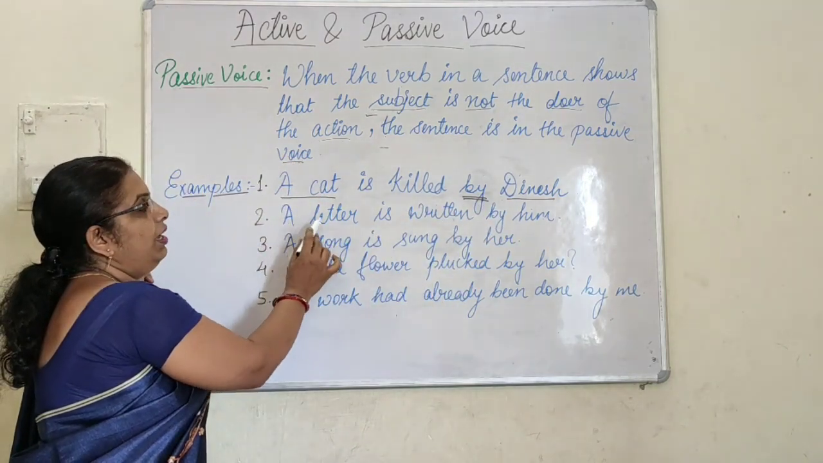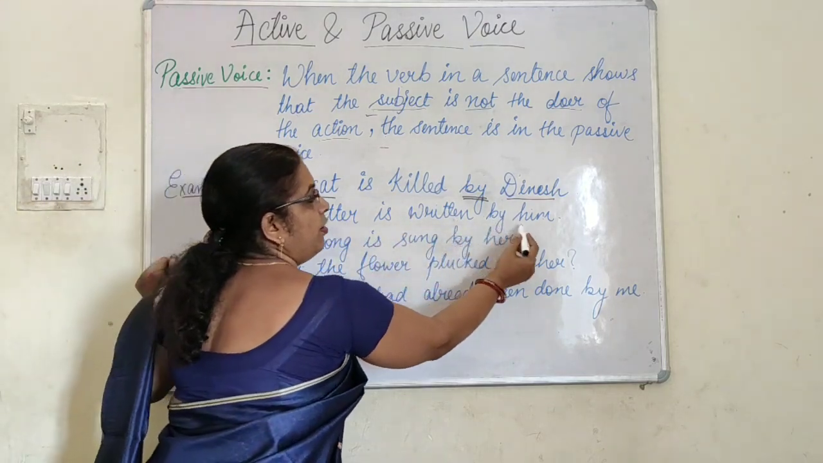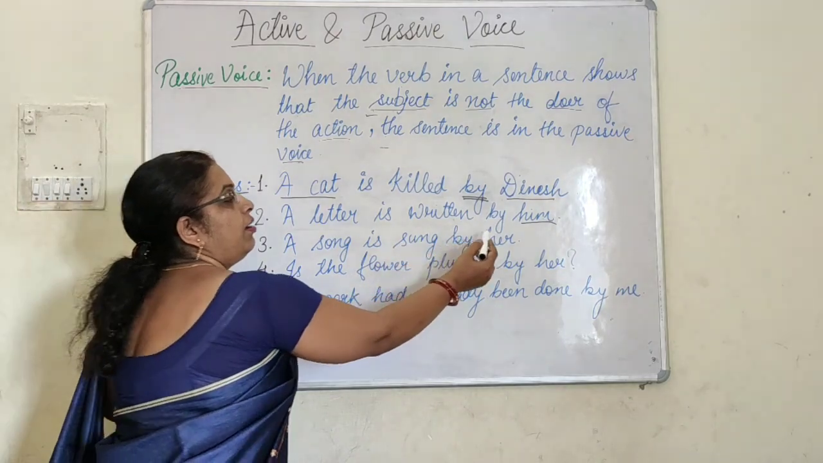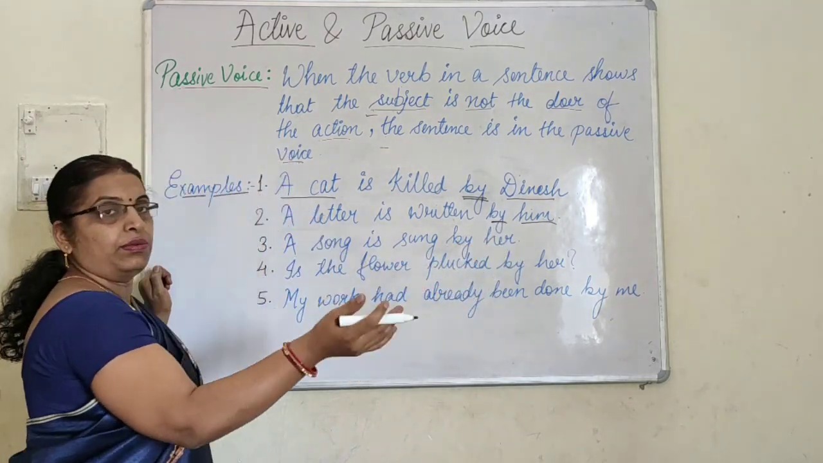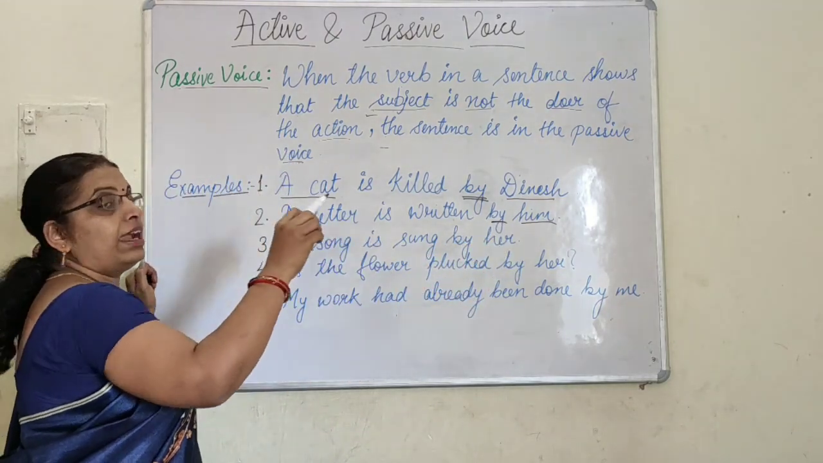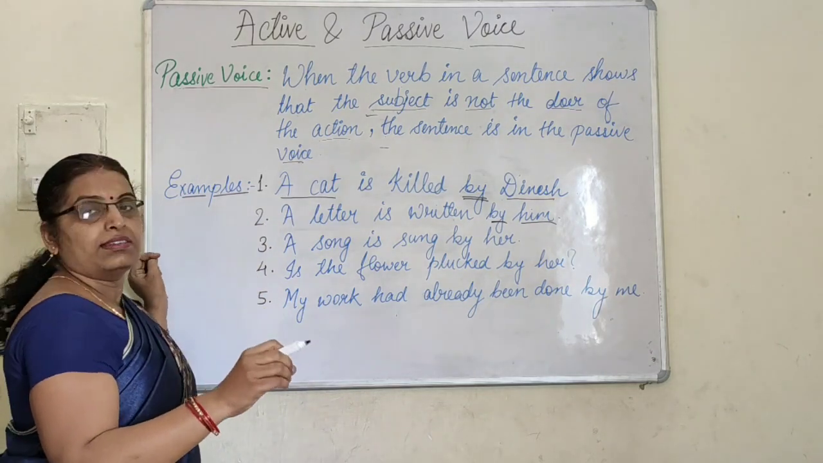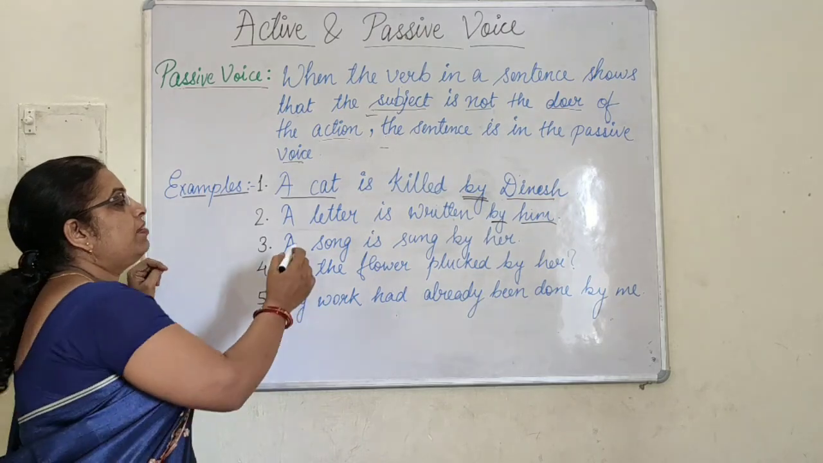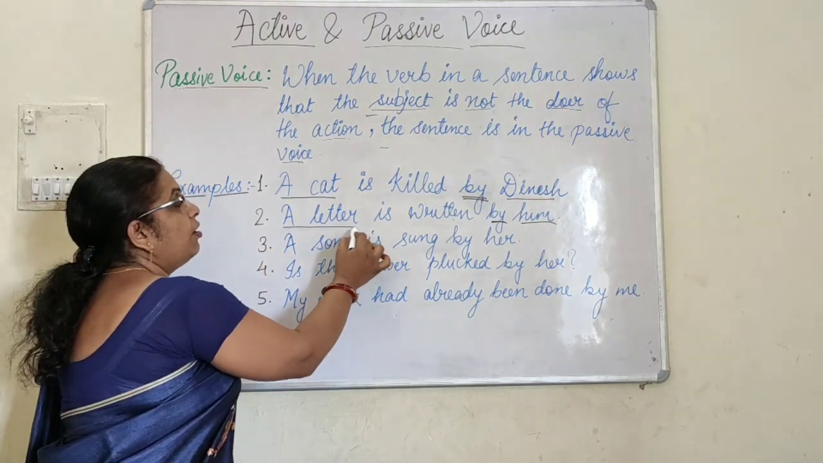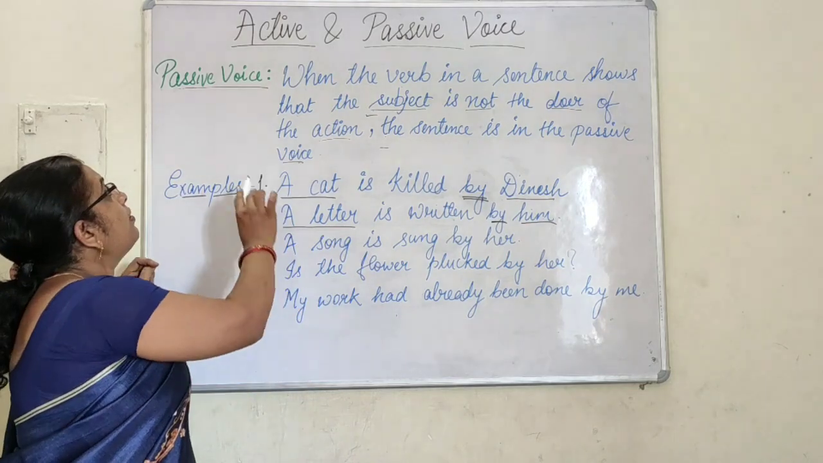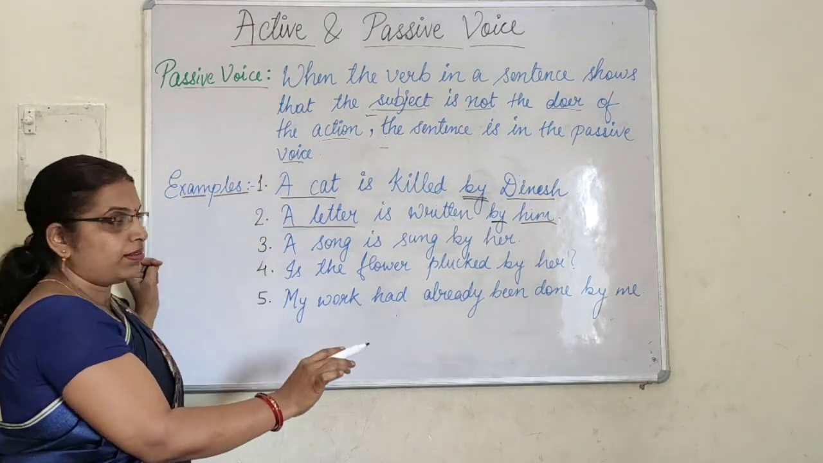Next sentence. A letter is written by him. Him, this word comes at last and by is used, and the letter was written by this person. In the previous active voice, it was he writes a letter. The sentence is changed so that a letter comes first. Means he is not the doer. That is known as passive voice.